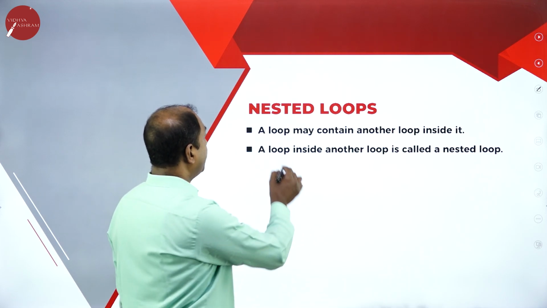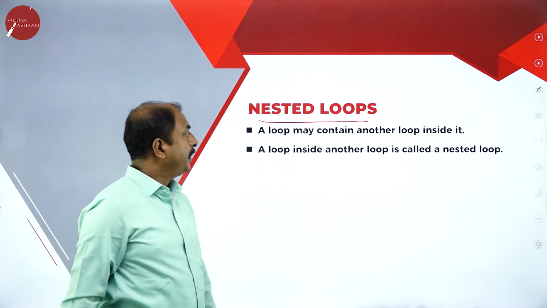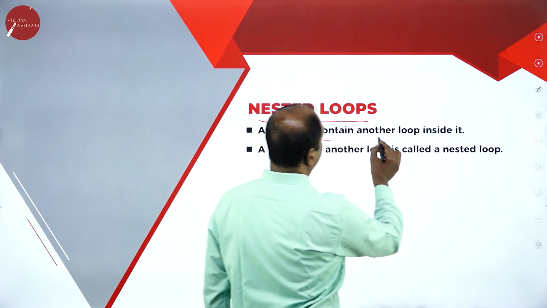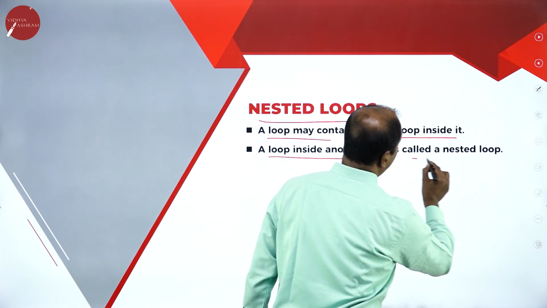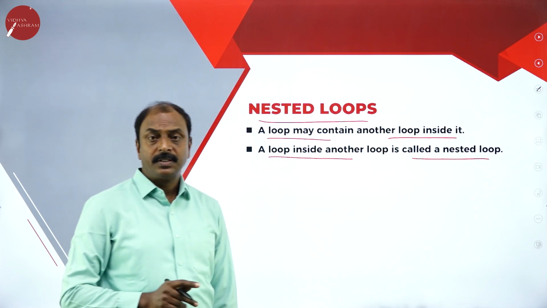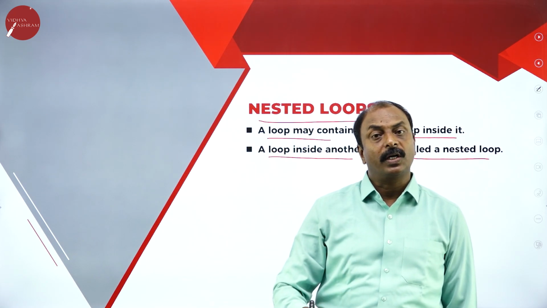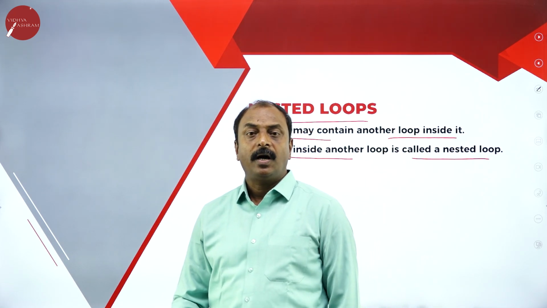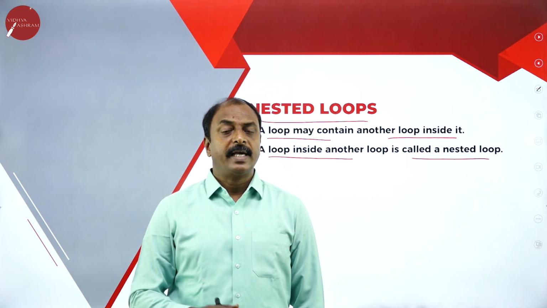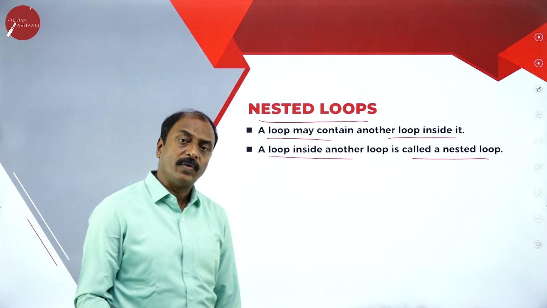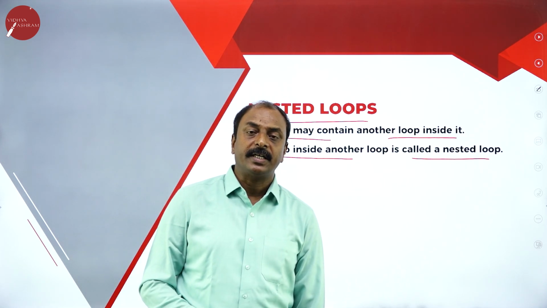Now let us see the next definition, which is the nested loop. So what is a nested loop? A loop may contain another loop inside it. A loop inside another loop is called a nested loop, meaning one loop inside another loop. For example, one for loop inside another for loop. Or we can have a while loop, and inside that we can have a for loop. Or we can have a for loop with one more while loop inside. So a loop inside another loop is called a nested loop.